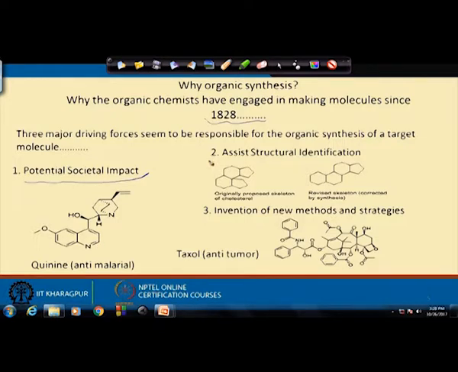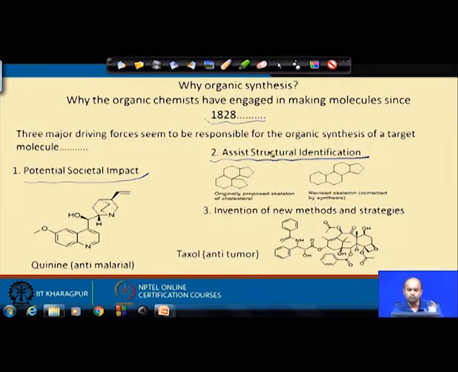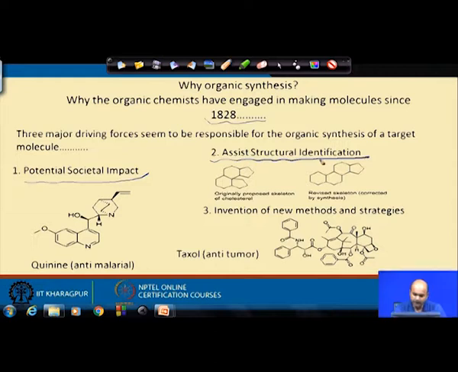The second reason why an organic chemist tries to make a molecule is to know the exact structure of a natural product. Natural products are organic molecules which have been isolated from mother nature. It could be a plant natural product isolated from a plant source, a marine natural product isolated from a marine organism, or an animal product isolated from the animal body. Now, when these products are isolated, their structure needs to be clearly known, and sometimes organic synthesis helps to know the structure exactly.